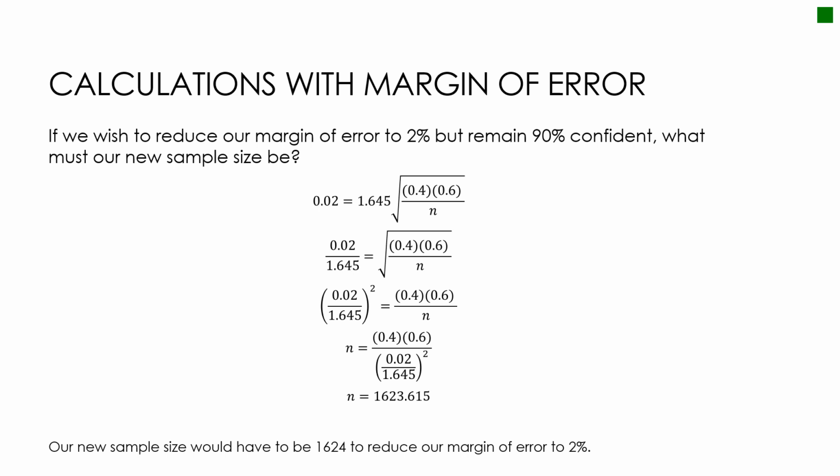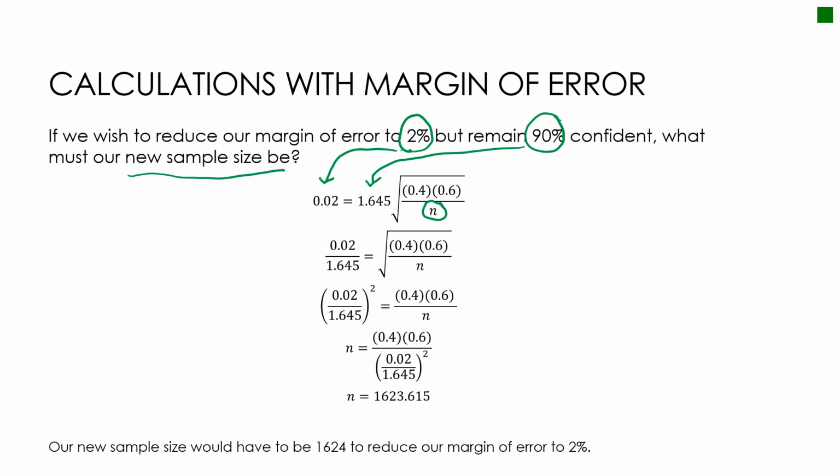So again, just for good practice, let's take a look at some more calculations with margin of error. Let's say I want my margin of error to be 2%, so notice I'm in my margin of error formula replacing margin of error with 2%. I'm remaining 90% confident. That tells me to use 1.645, and it says what must the new sample size be? So they're saying I'm going to adjust my sample size in order to reduce my margin of error, so notice I'm solving for n. So if you're good at algebra, then you should be able to follow these steps very easily to find the solution.